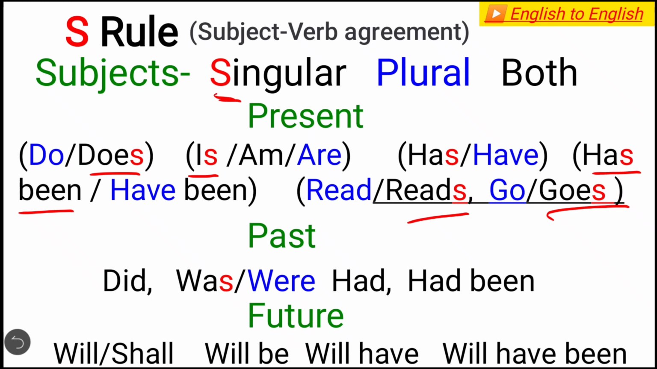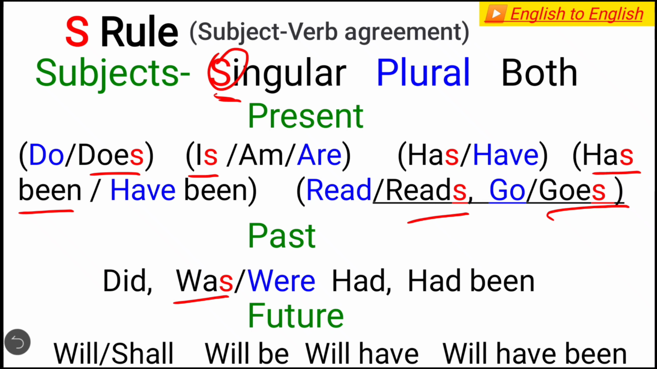Why? Because we have to match this word or this letter actually. Singular is the word that has S letter in starting, or you may say in it. Does also has S letter in it, is also, has been, reads, goes and was as well. So these are the words that have S in it. They contain S in it, and singular also contains S. So we have to make them on the right path, we have to match them actually.